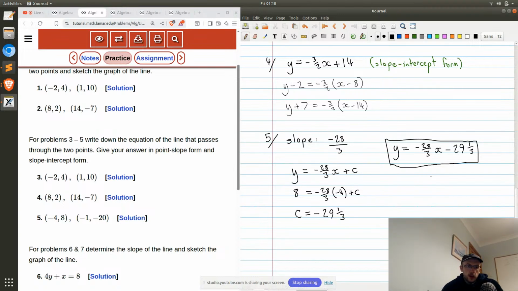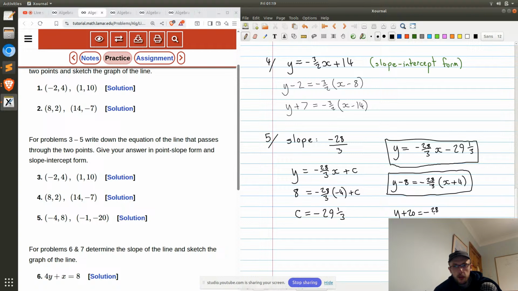Now for point-slope form, let's see. Okay, using the first point, y minus 8 equals -28 over 3 x plus 4. And for the second one, y plus 20 equals negative 28 over 3 x plus 1.